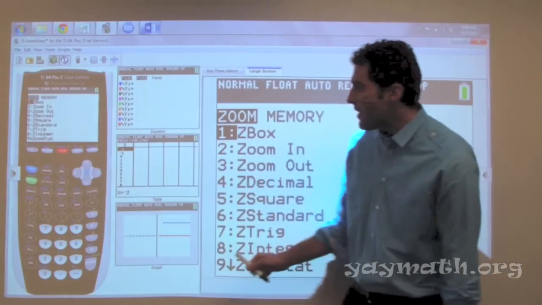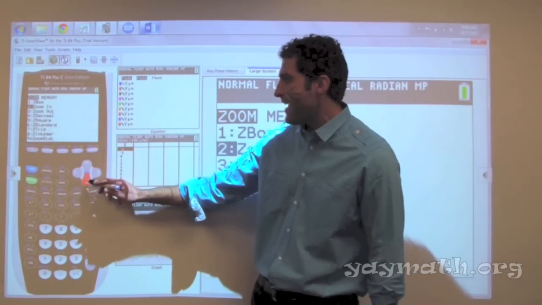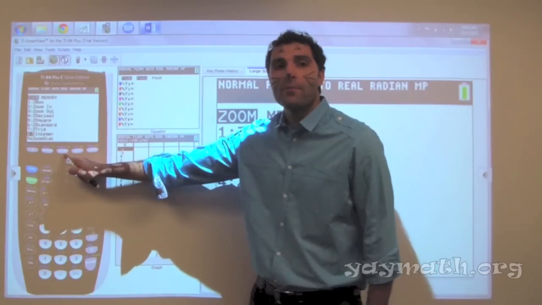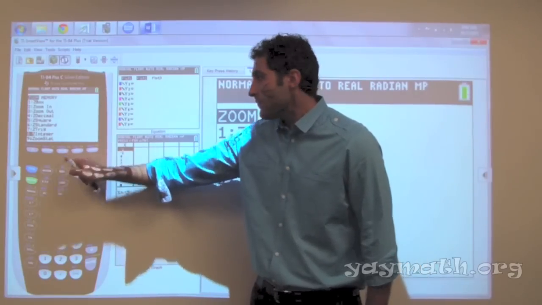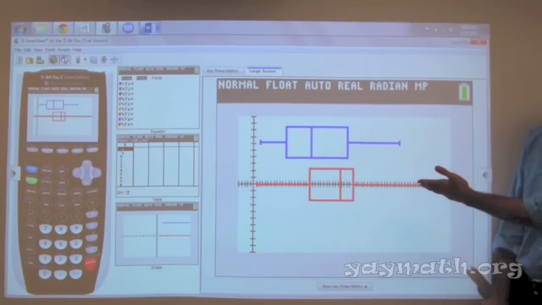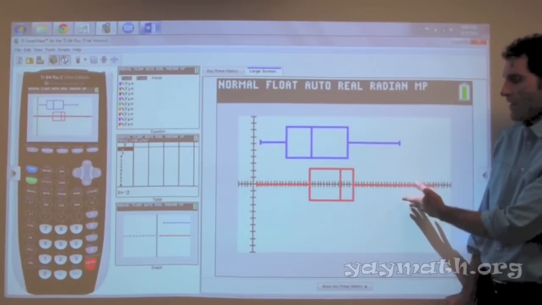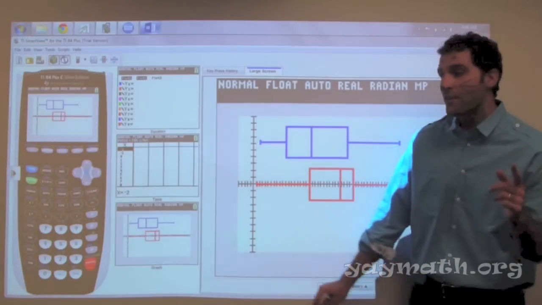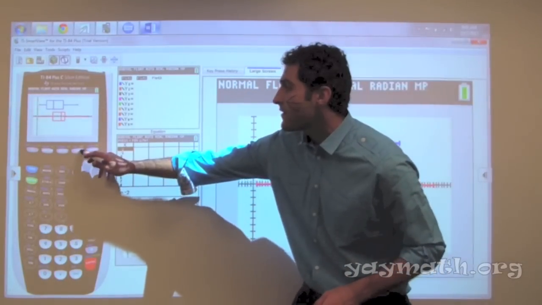So hit zoom and go down to zoom stat. Wait, how did you get to zoom? Zoom is the top middle button here. So go down to zoom stat. We hit it. So here it is, both of them. And if you want to see the values, hit trace.